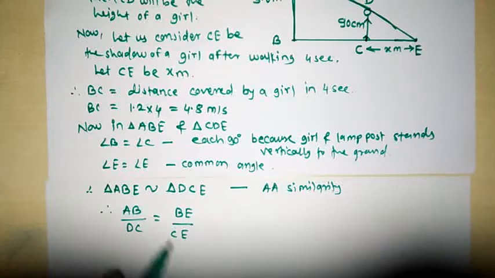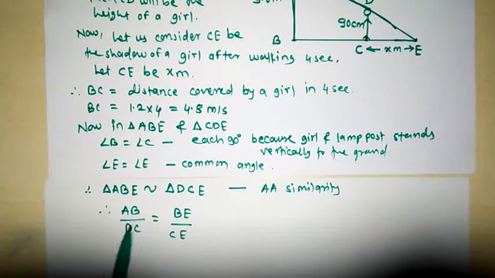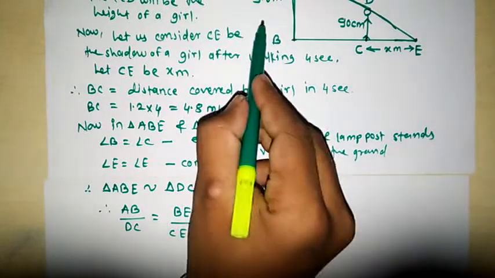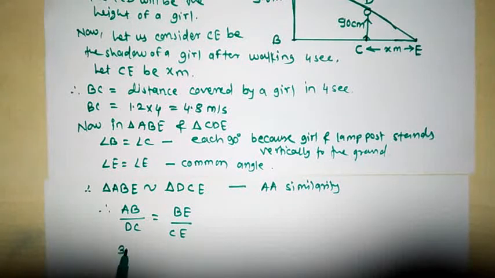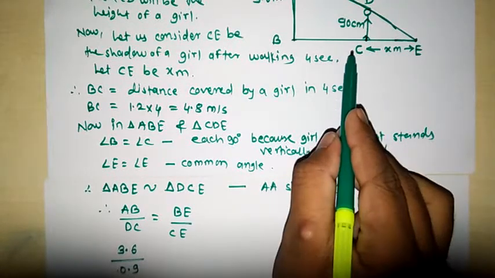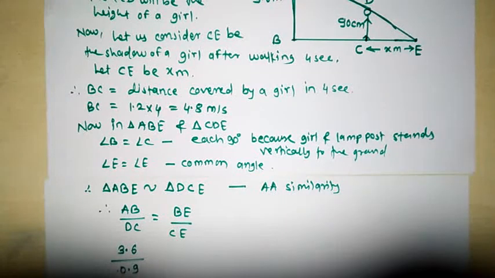Okay. Now we have to put all the values here. What is the value of AB? We know that AB is 3.6. And DC, what is the value of DC here? DC is equal to 90 centimeter. We have to convert all in meter. 90 centimeter means 0.9 meter. We have to write here DC is equal to 0.9 meter.